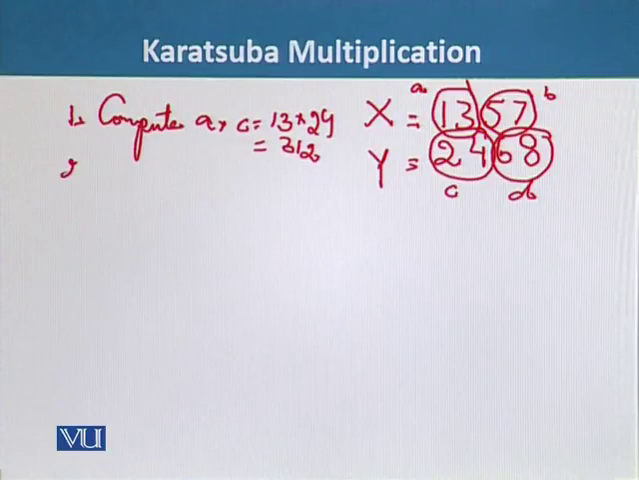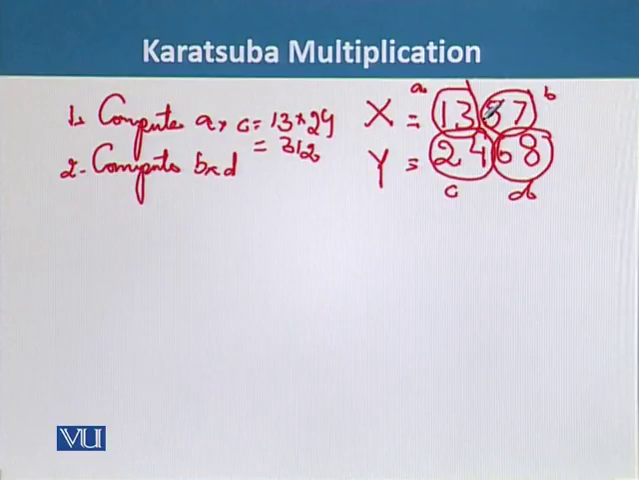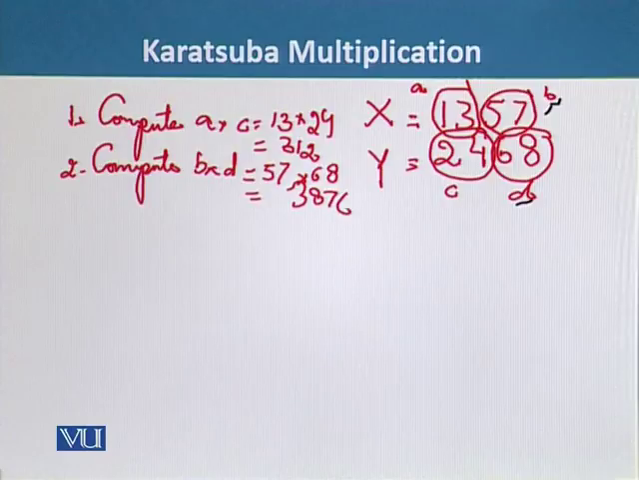In the second step, we will compute B times D. B is 57 and D is 68, and we got the answer 3876. So these are the first two steps.